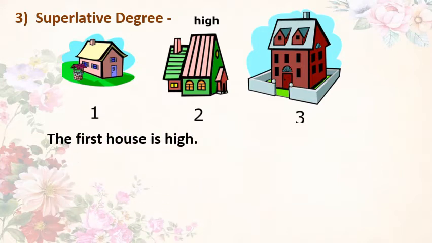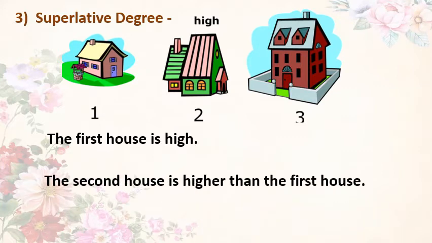The first house is high. Okay. The first house is high. Here high is a positive degree. You know that because it is describing a house. The second house is higher than the first house. The height of the second house is more than the height of the first house. So we compared first and second houses in comparative degree. So we added ER. So it is higher.